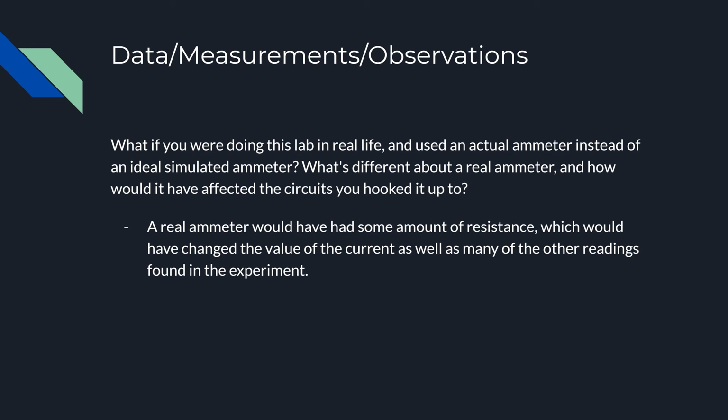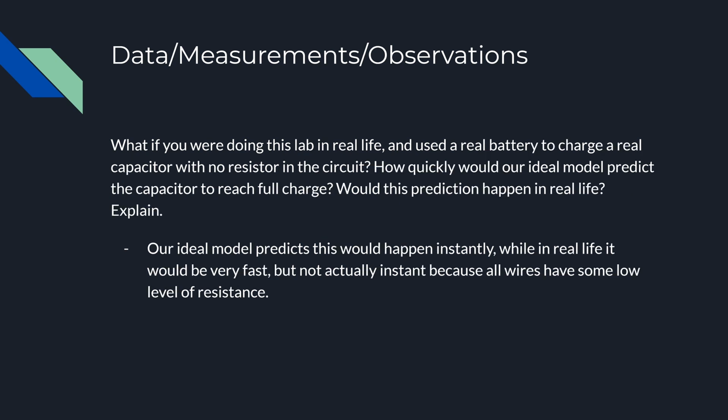If I was doing this lab in real life, the real ammeter would have a low level of resistance. It would have changed the current value and affected the readings of other portions. The same thing applies if there was no resistance in the circuit, if it was just the capacitor and the battery, because the model predicts that it would charge instantly, but wires in real life have a low level of resistance, so it would be almost instant, but not exactly instant.